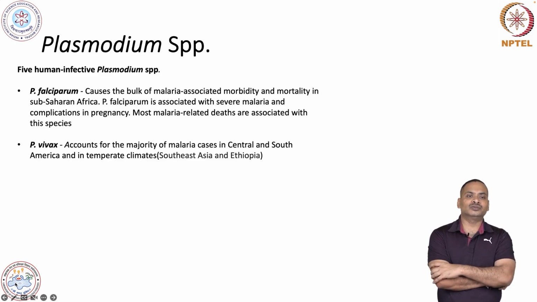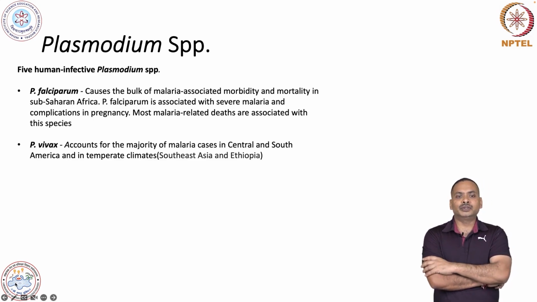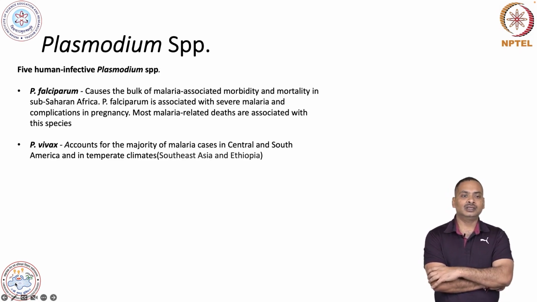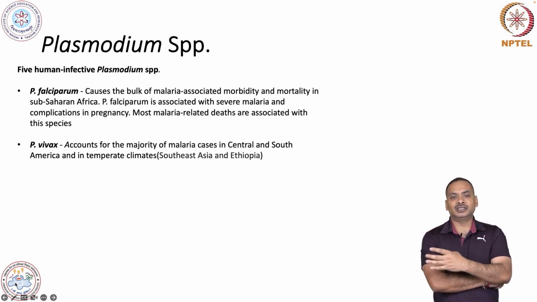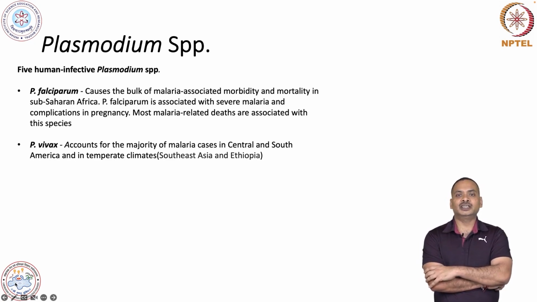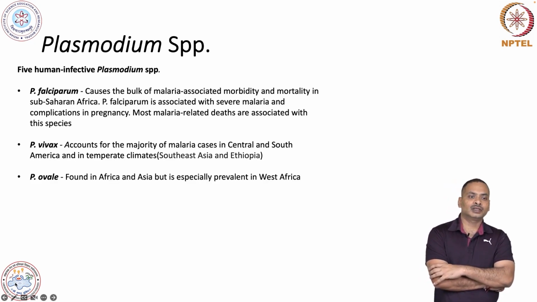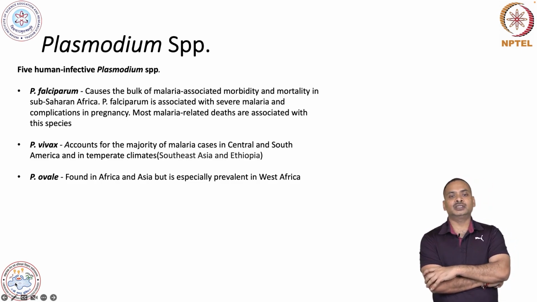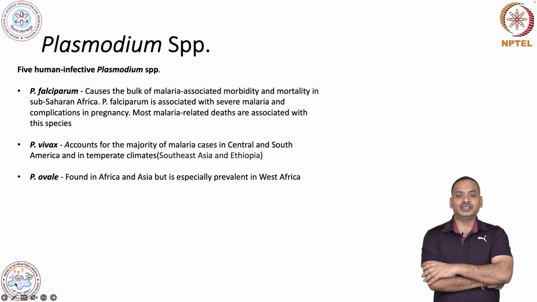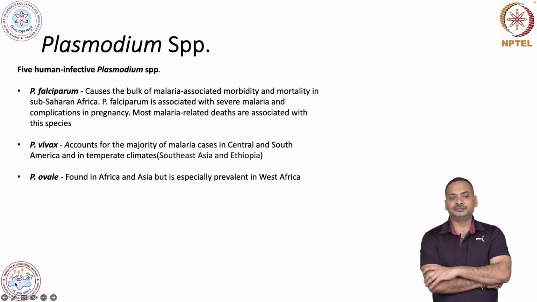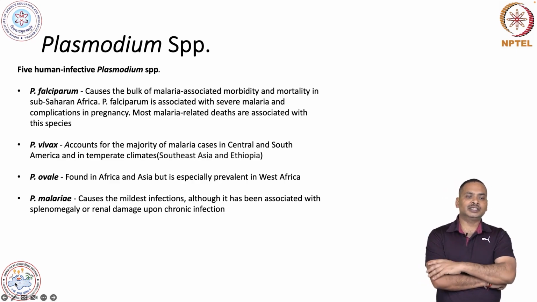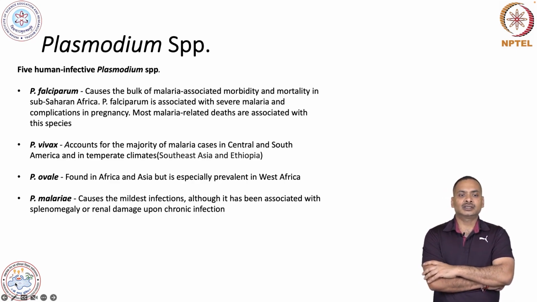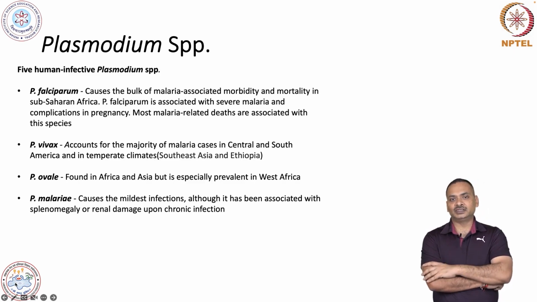Another is Plasmodium vivax. It accounts for the majority of malaria cases in Central and South America and in temperate climates, that is Southeast Asia and Ethiopia. Another is Plasmodium ovale. This is found in Africa and Asia, but is especially prevalent in West Africa. Another is Plasmodium malariae, which causes the mildest infection among all.